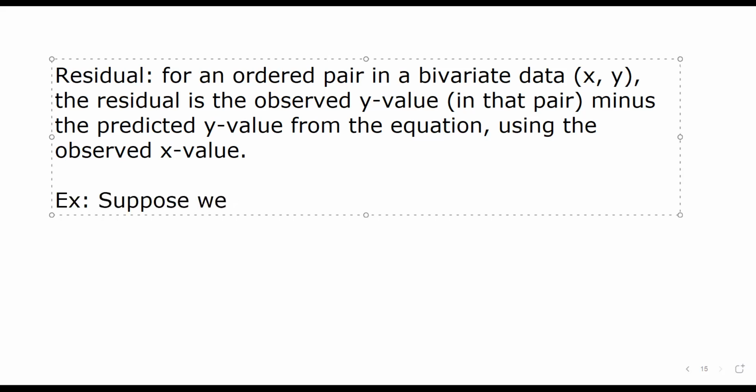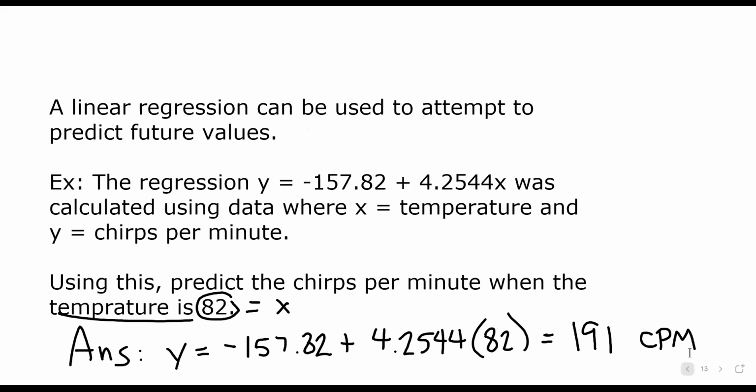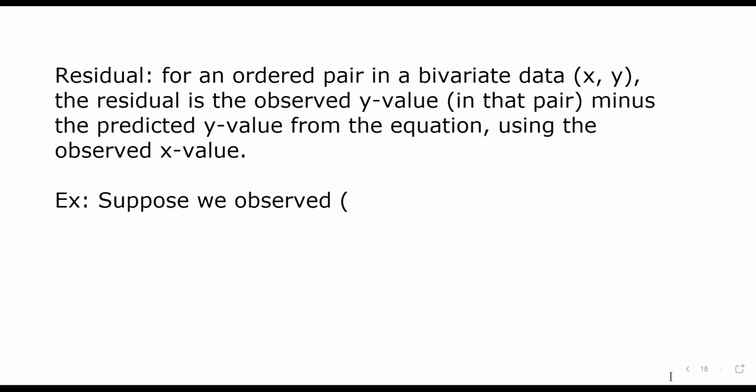suppose we observed, what was the number we put in for the chirps per minute in the first example? When the temperature was 82, we predicted 191 chirps per minute. That's what I meant to ask.